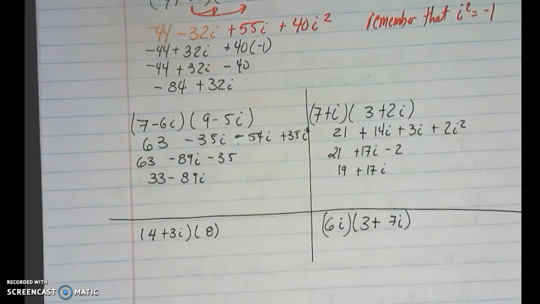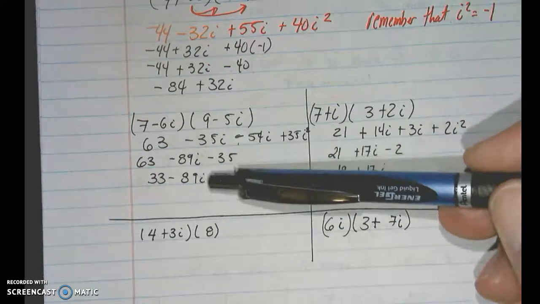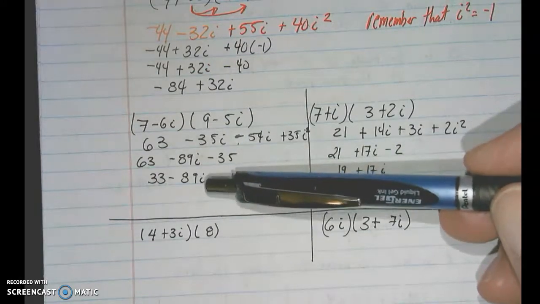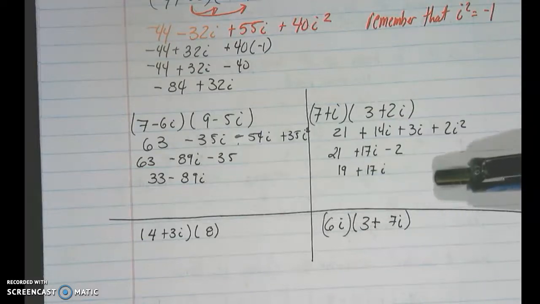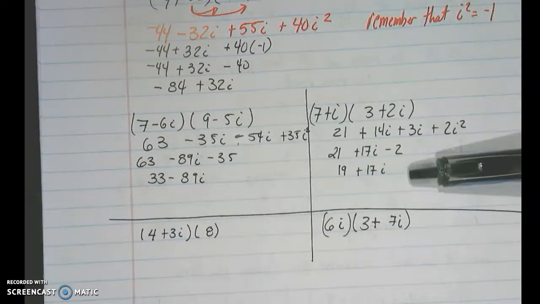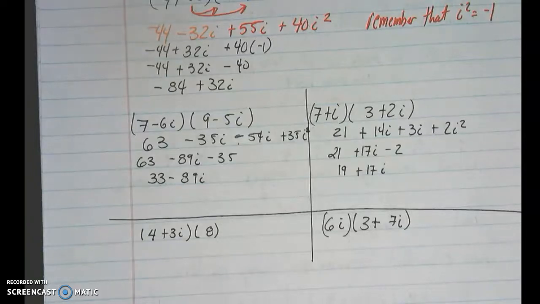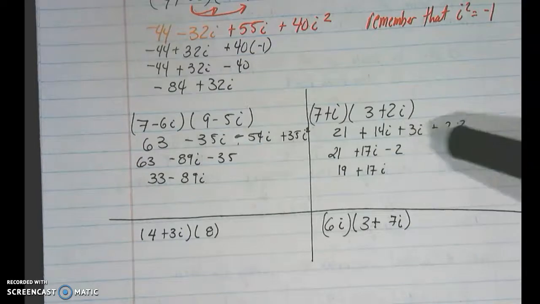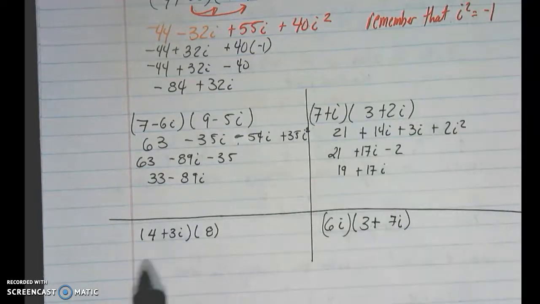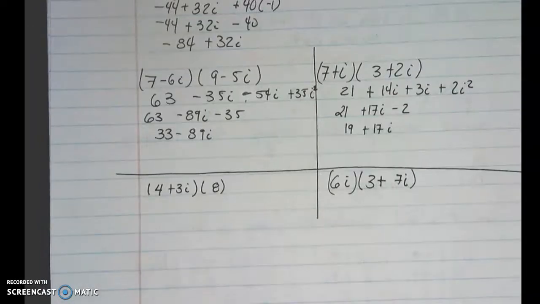All right, so here is our two examples that we did. You should have ended up with 33 minus 8i. And you should have also ended up with 19 plus 17i. Okay? All right. Double check my work. Yep, we're good. All right, now the next one I want you to work on is 4 plus 3i times 8, and then also 6i times 3 plus 7i.